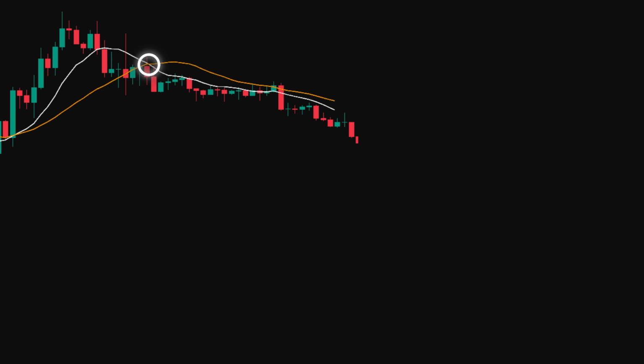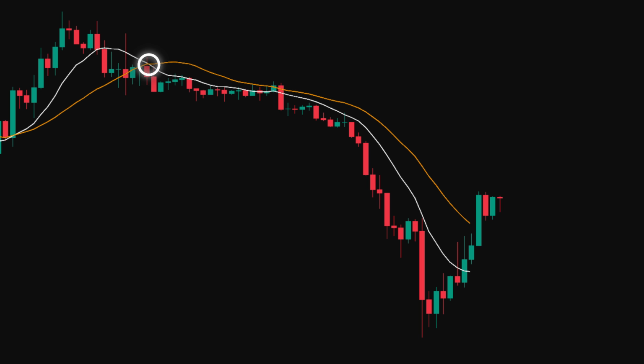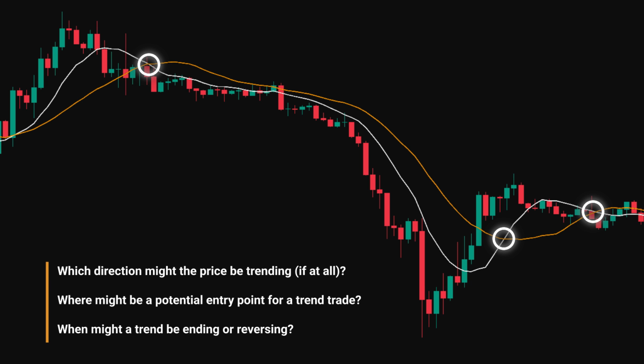A moving average crossover occurs when 2 different moving average lines cross over one another. Because moving averages are a lagging indicator, the crossover technique may not capture exact tops and bottoms, but it can help you identify the bulk of a trend. A moving average crossover system helps you to answer these 3 questions. Which direction might the price be trending? Where might be a potential entry point for a trend trade? And when might a trend be ending or reversing?